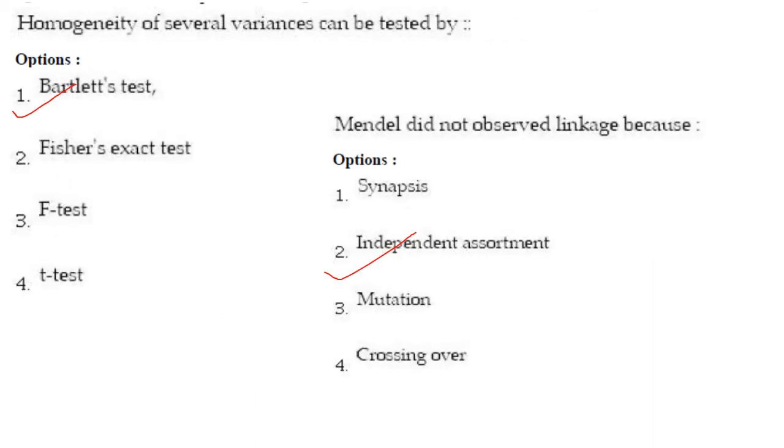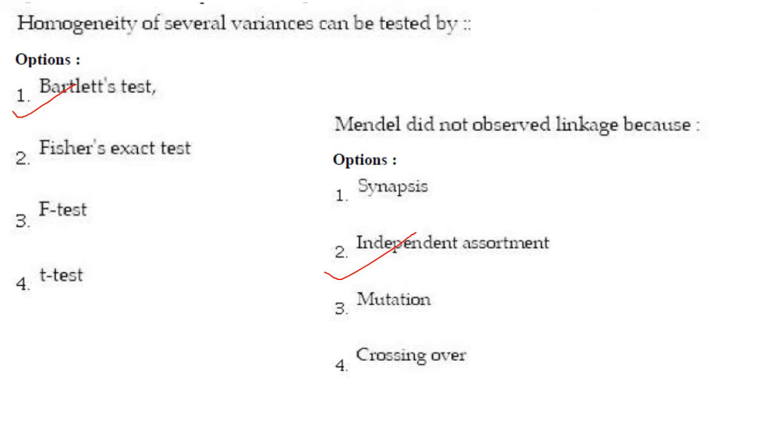Next one. Homogeneity of several variances can be tested by option 1, Bartlett's test, 2, Fisher's exact test, 3, F test, 4, T test. Answer is option 1, Bartlett's test.